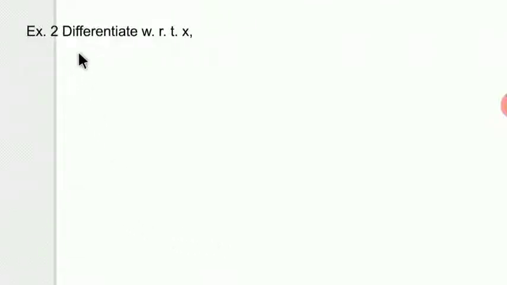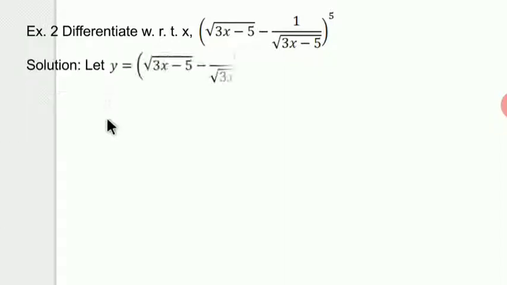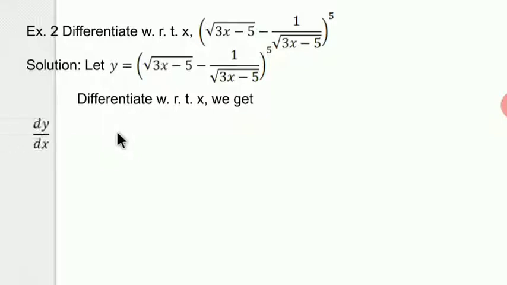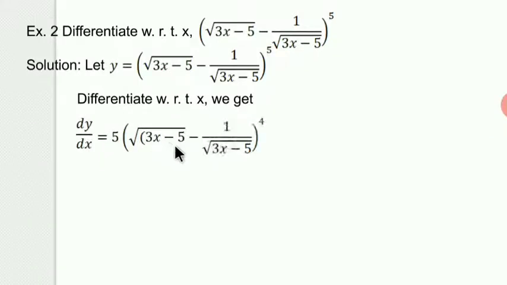So example number 2: differentiate with respect to x, (square root of 3x minus 5 minus 1 upon square root of 3x minus 5) raised to 5. Let y be equal to the given function. Differentiating with respect to x, we get dy by dx is equal to d by dx of the given function, which is 5 times (square root of 3x minus 5 minus 1 upon square root of 3x minus 5) raised to 4 into the derivative of the bracket.